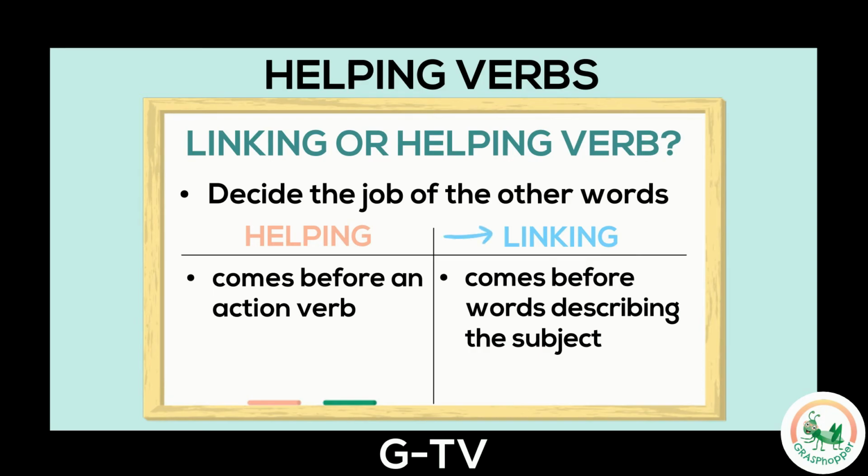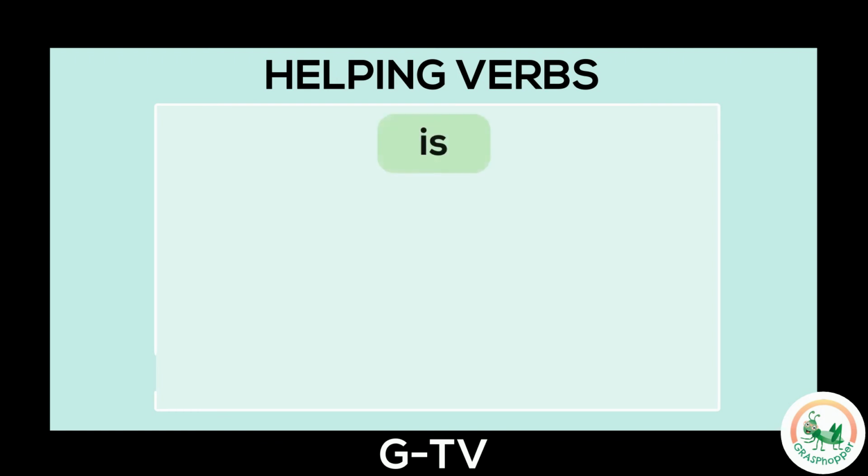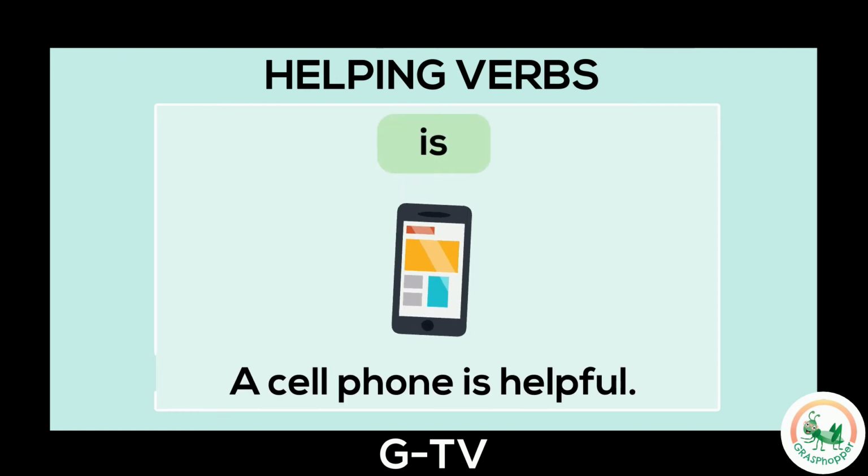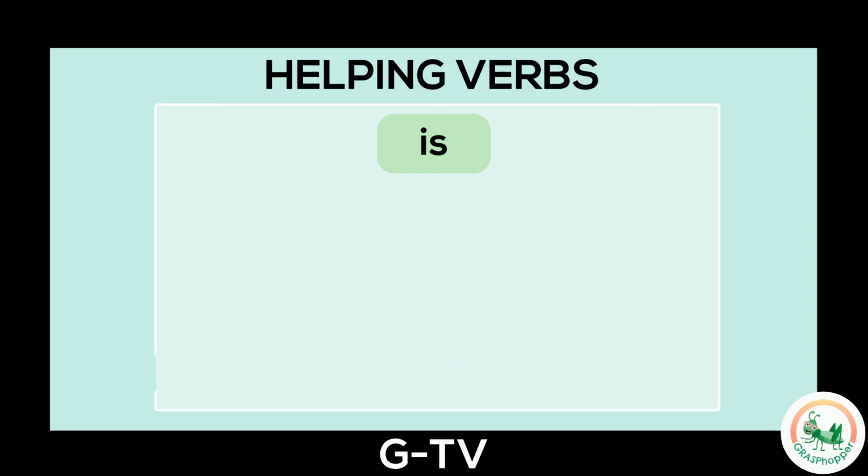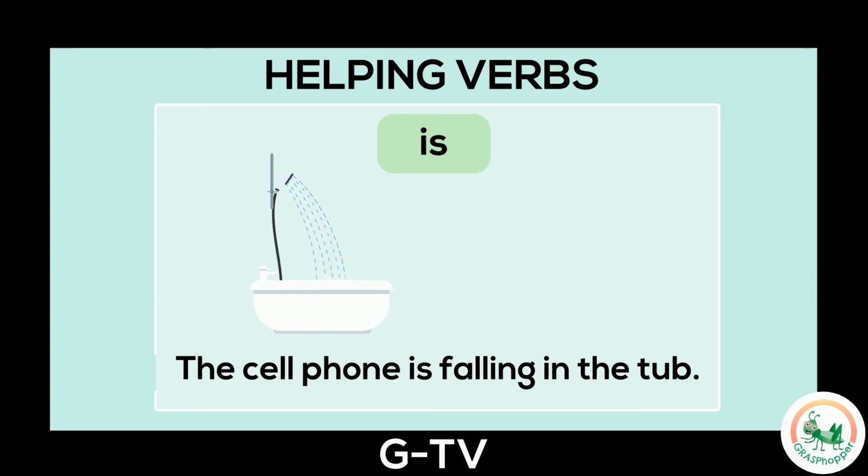Let's take a look at an example using the verb is. A cell phone is helpful. The verb is comes before a word that is describing the phone. So in this case, is becomes a linking verb. Here's another sentence. The cell phone is falling in the tub. The word is comes before the action word falling. So is becomes a helping verb.